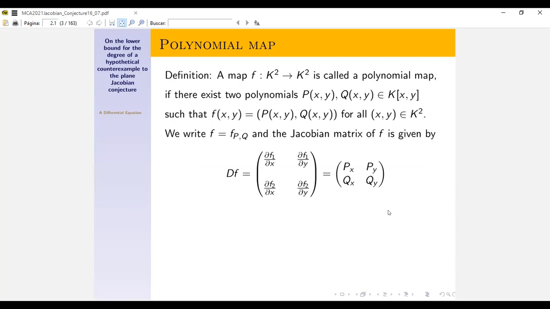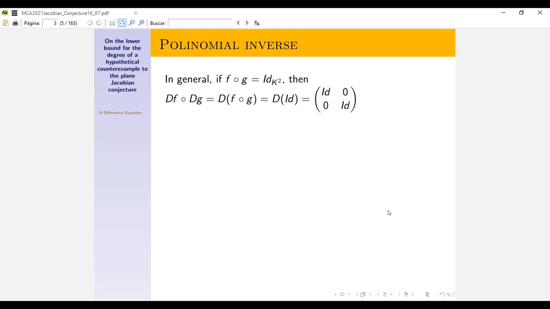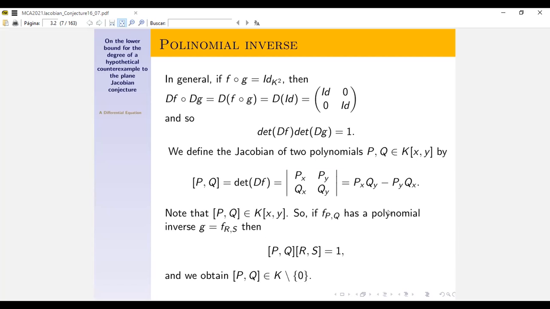Well, I think everyone here knows the definition of a polynomial map, and we have the Jacobian matrix. It is a polynomial inverse if there are two other polynomials R and S such that F, R, S is the inverse. In general, if two polynomial maps compose to the identity, then their Jacobian matrices multiplied with each other give the identity matrix. So when we take the determinant, we get one. We define the Jacobian of two polynomials as exactly this determinant. So if it is an inverse, then the Jacobian must be one, because these are the only invertible polynomials in K[x, y].